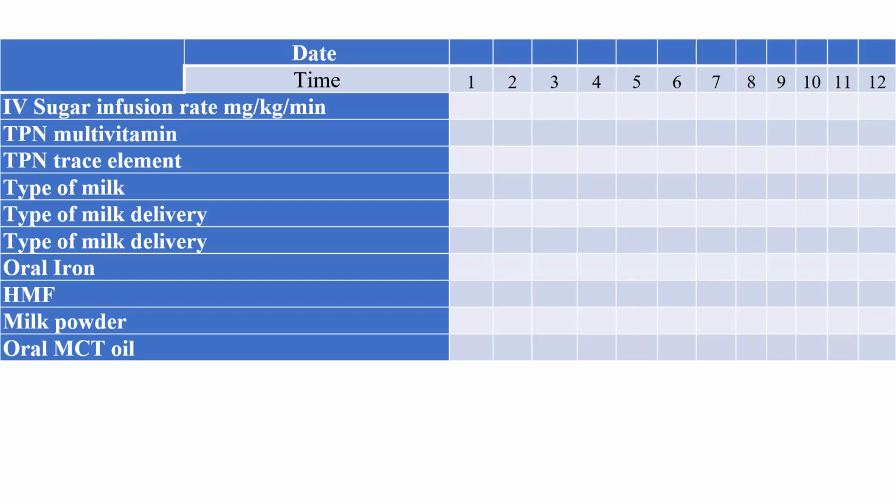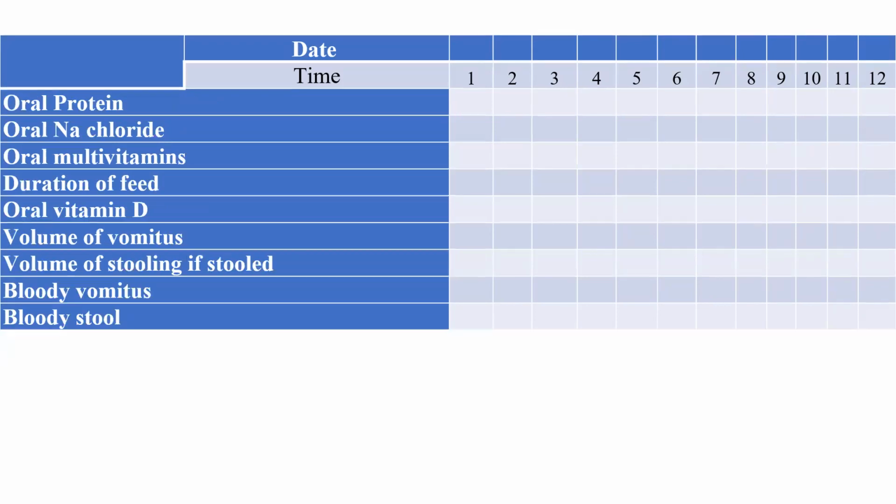Are we giving iron? And are we giving HMF? Are we adding powder of milk to the RTF? Are we adding MCT oil, and how much? And how much oral protein, if we're adding protein? Are we giving an oral sodium chloride, and how much?